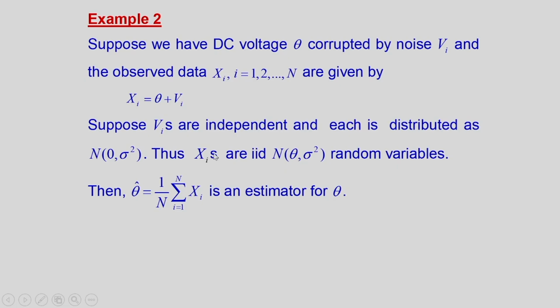Thus xi's, because xi is a sum of theta plus Vi, and Vi is 0 mean, are IID and normal theta, sigma square random variables. So it is a normal distribution with mean theta and variance sigma square. Then again, since it is a normal distribution, theta hat is equal to 1 by n into summation i going from 1 to n of xi, an estimator for theta.